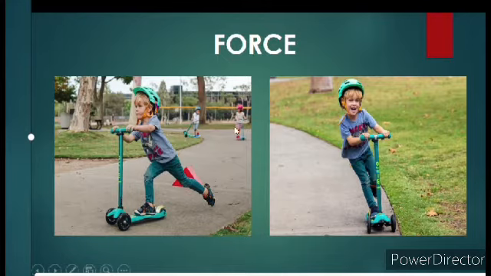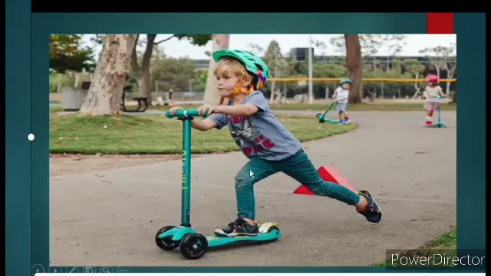So looking at the picture of this child, he's getting his scooter started by pushing with his foot. Look at the child. The force he applies to the ground with his foot starts the scooter moving in the opposite direction. So the harder he pushes against the ground, the faster the scooter will go. How much an object accelerates when a force is applied to it depends not only on the strength of the force, but also on the object's mass. For example, a heavier scooter would be harder to accelerate, so the child would have to push with more force to start it moving and move it faster.